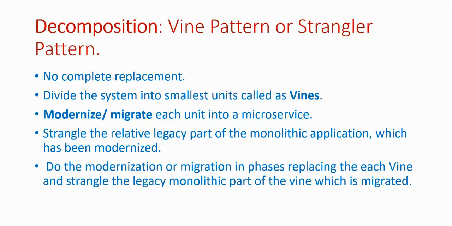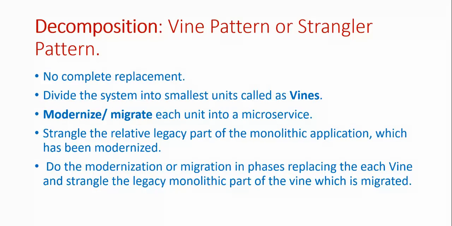Now we will talk about what this decomposition pattern is. There are two kinds of decomposition pattern: the vine pattern and the strangler pattern. These two are almost similar actually. Here you will not be completely replacing a monolithic application by microservices. You will be migrating the monolithic application into microservices in stages or phases.